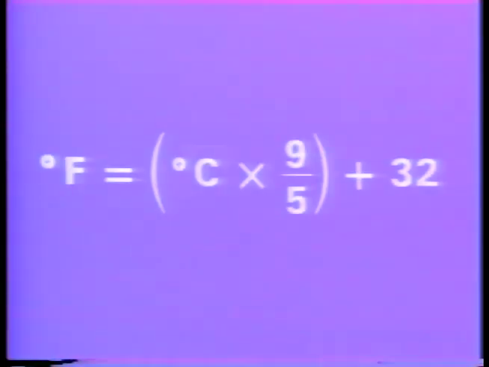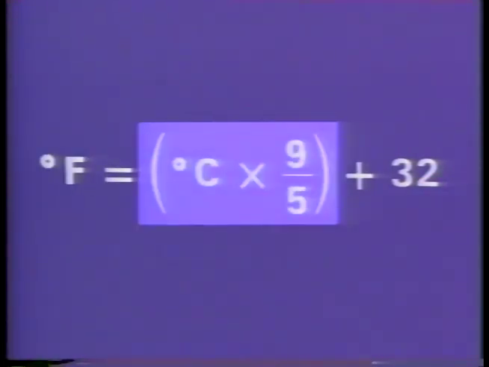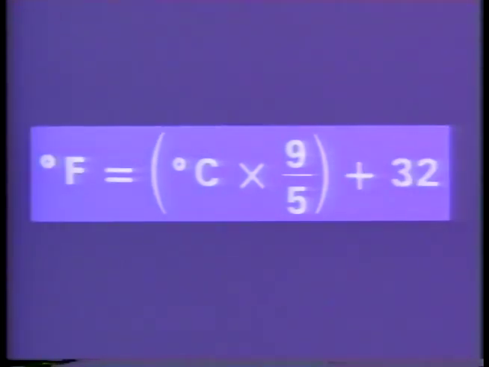Now, one way of converting degrees Celsius to degrees Fahrenheit is to multiply degrees Celsius by 9/5 and add 32.